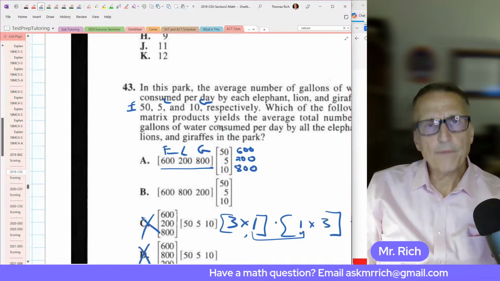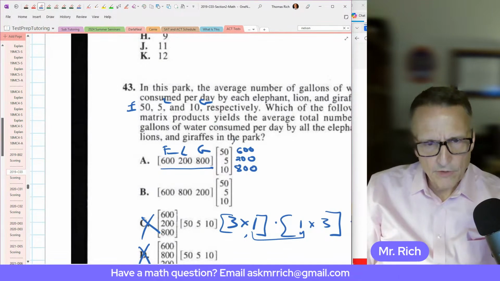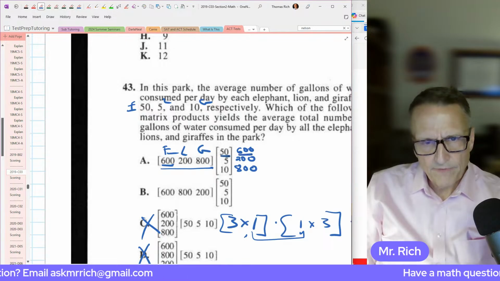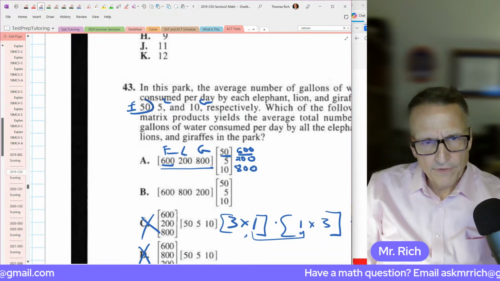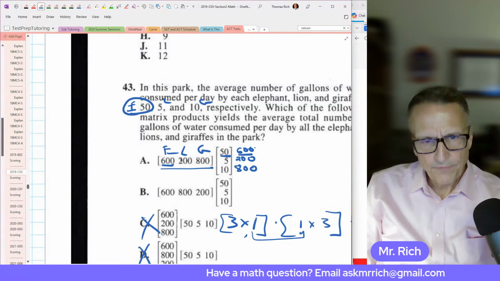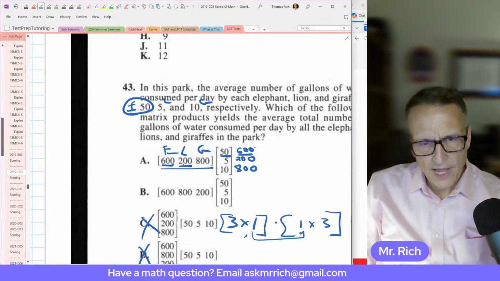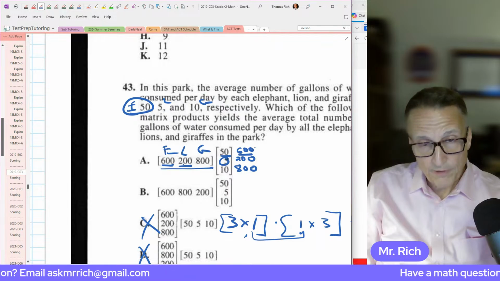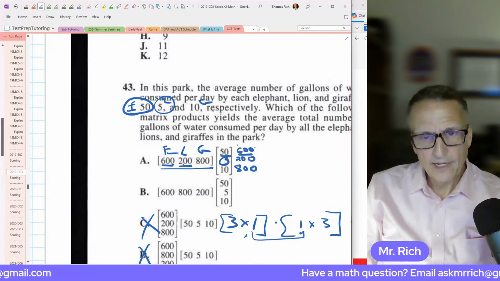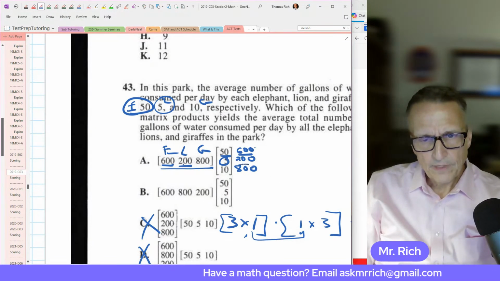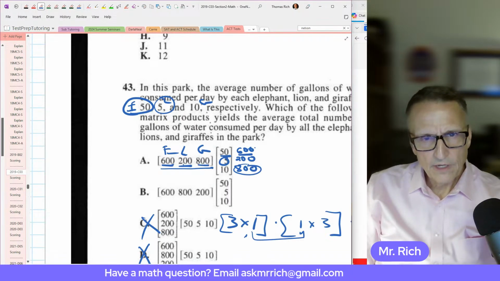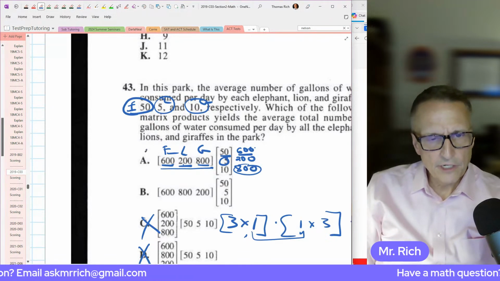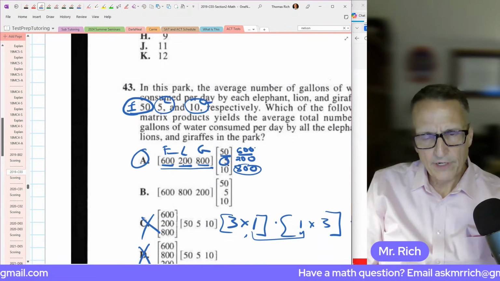Now, have I lined up the right numbers in this multiplication? Is it right for me to take 600 elephants times 50? Yes, because the elephants are consuming 50 gallons per day. The 200 is my number of lions, multiplied by 5 gallons per day for each lion. And then I would add 800 giraffes, each consuming 10 gallons per day. So this is going to be my answer because it does the right calculation.